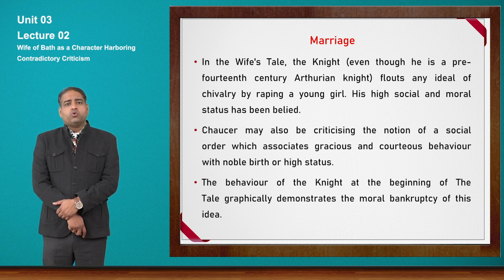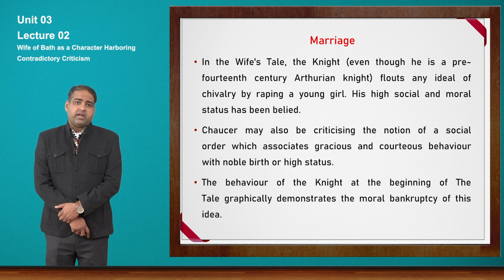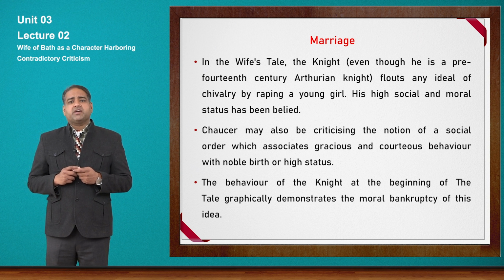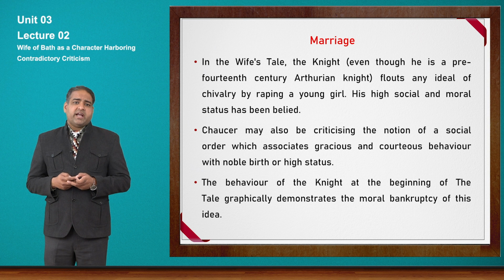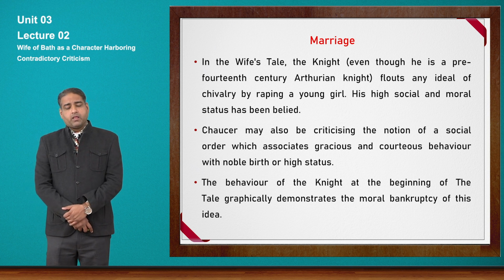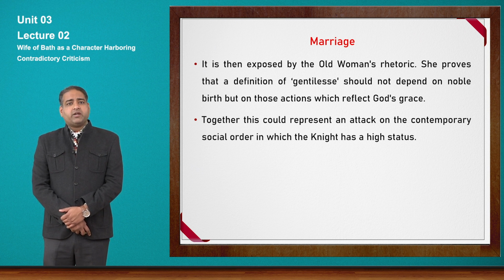Chaucer may also be criticizing the notion of a social order which associates gracious and courteous behavior with noble birth and high status. Friends, we can see that Chaucer's Wife of Bath's tale is a criticism of the social order of the 14th century society. He might be talking about noble birth or high status and how these people are dominating the lower section of the society. The behavior of the knight at the beginning of the tale graphically demonstrates the moral bankruptcy of this idea. This is right, because there is that kind of dominance or violence visible in the behavior of the knight. It is then exposed by the old woman's rhetoric.